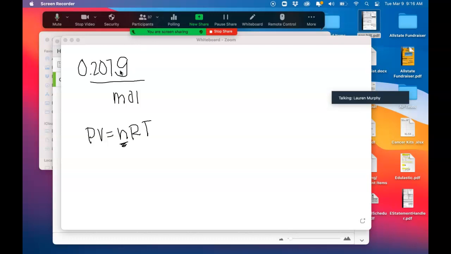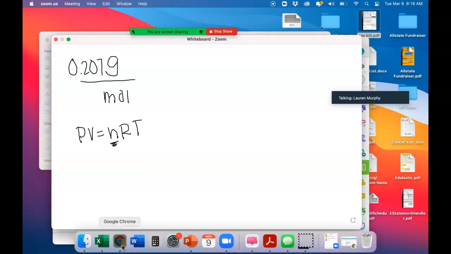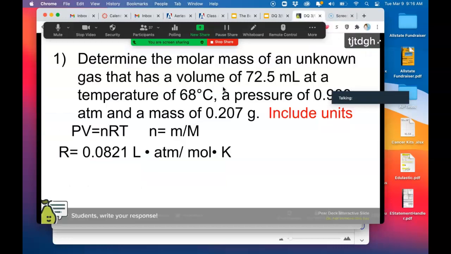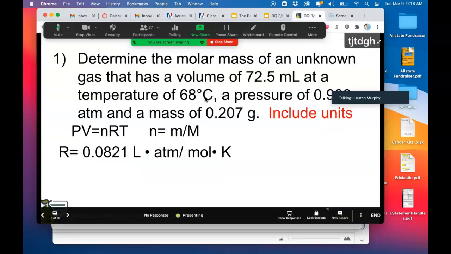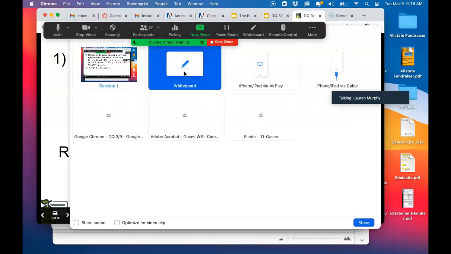All right, so grams per mole is molar mass. We're going to use the grams given from the problem, which was 0.207 grams. It's right here. And then we just are going to use the ideal gas law to find moles. Again, there are two ways to do this. So let's go back.